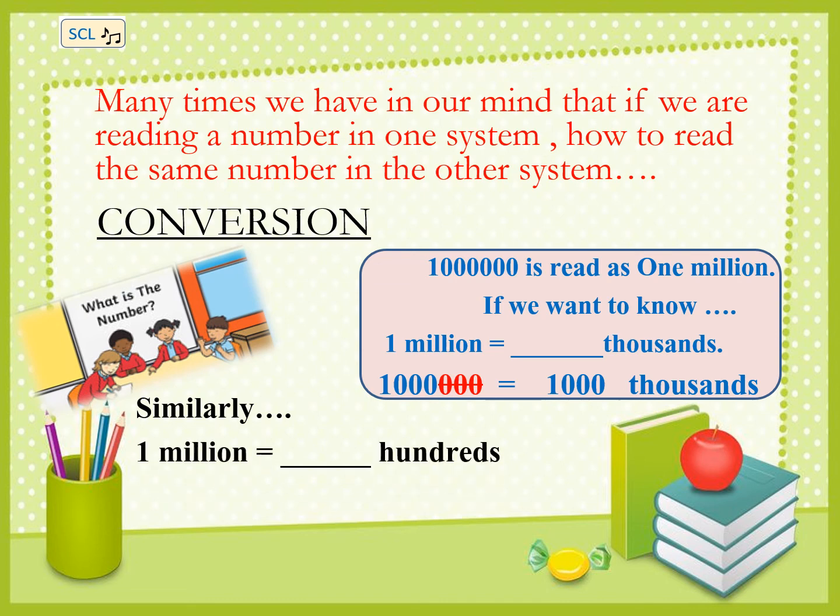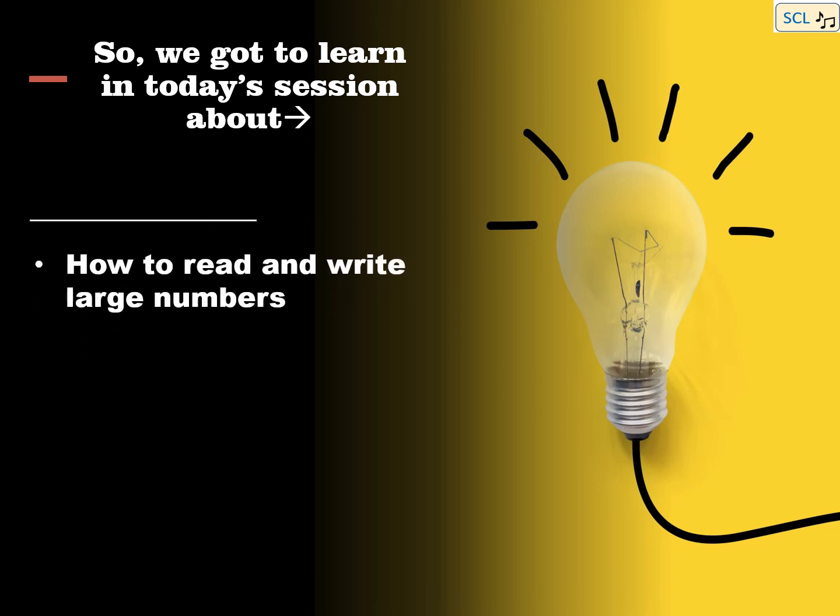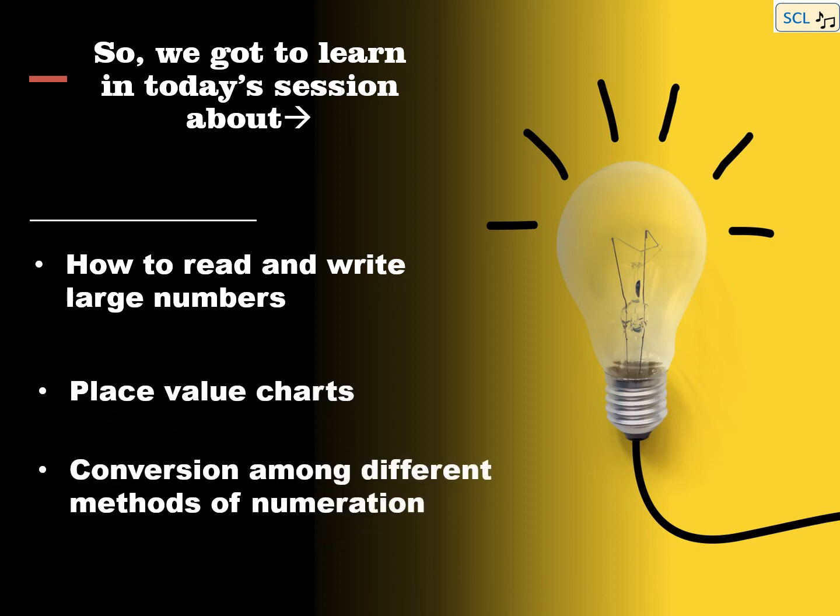Similarly, if we want to know how many hundreds in 1 million, again what will we do? We will write 1 million, that is 1 with 6 zeros, and we will cut 2 zeros from the right. So what is left now? Left is 10,000. So 1 million is equal to 10,000 hundreds. So today we learned about how to read and write large numbers, place value charts, and conversion among different methods of numeration.